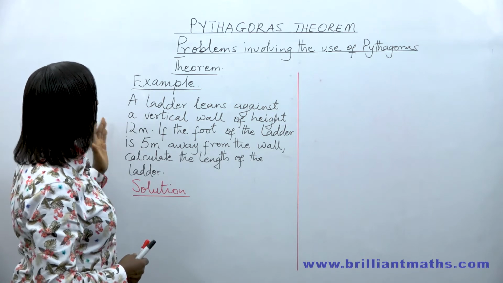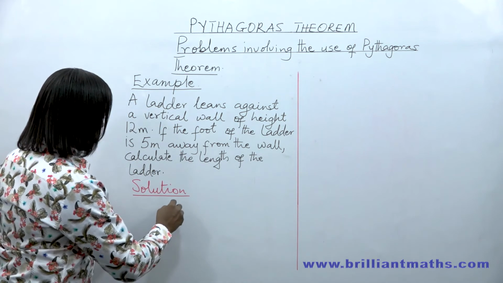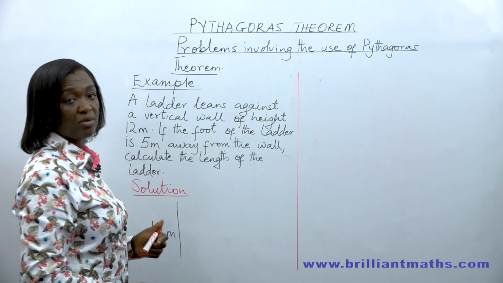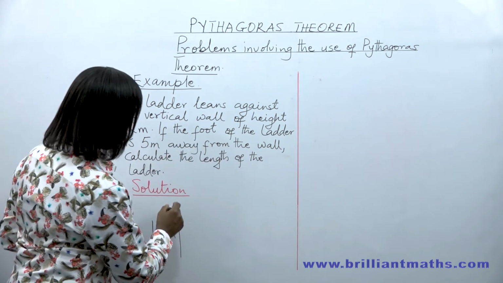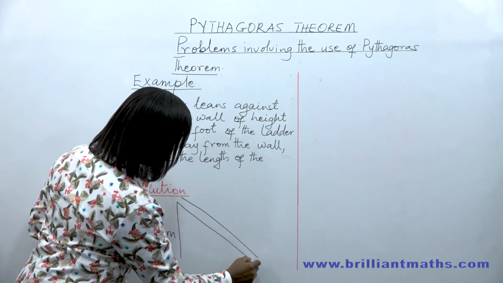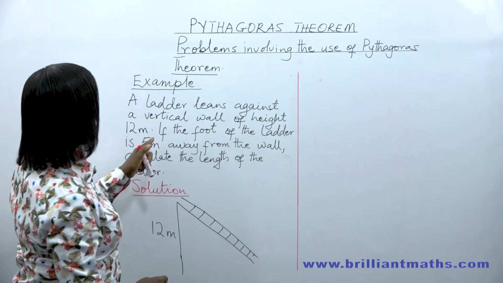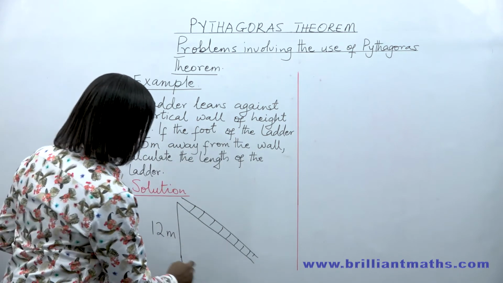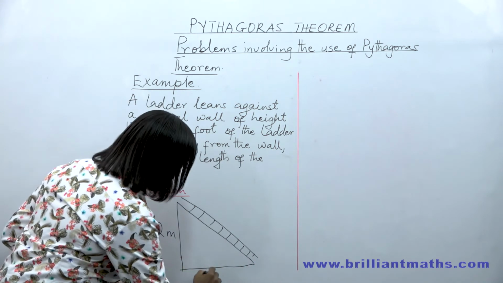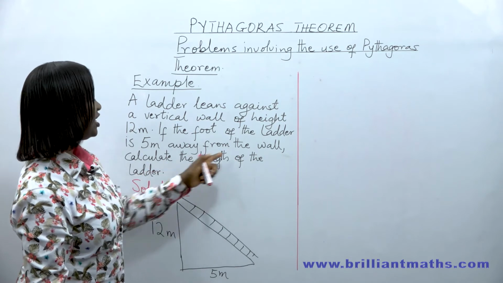A ladder leans against a vertical wall of height 12 meters. So let's try to sketch what we have. We have a vertical wall, and the wall is 12 meters, right? Then we have a ladder that's leaning against the wall. So let's say that's the ladder leaning against the wall. And then, if the foot of the ladder is 5 meters away from the wall, the foot of the ladder is 5 meters away from the wall. Find or calculate the length of the ladder.